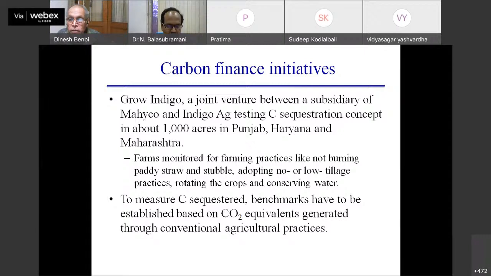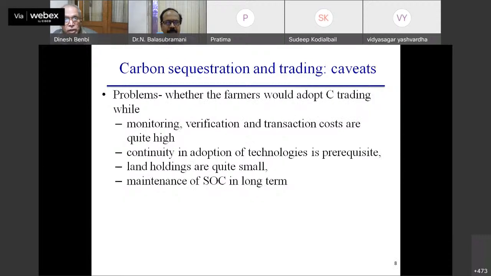So that means we have to set up benchmarks. Above this value, we have carbon sequestered. Below this value, not. Those benchmarks have to be set up for each and every soil type, each and every land use, and land use change.